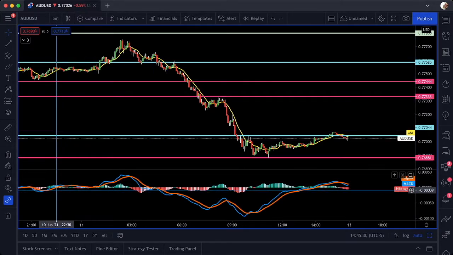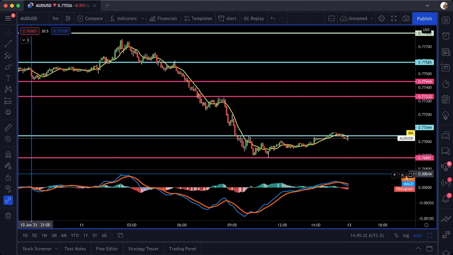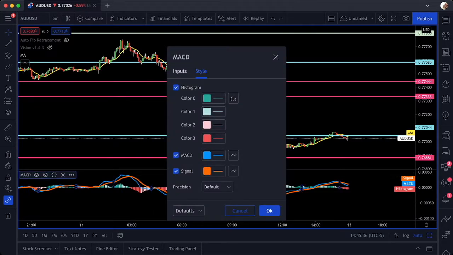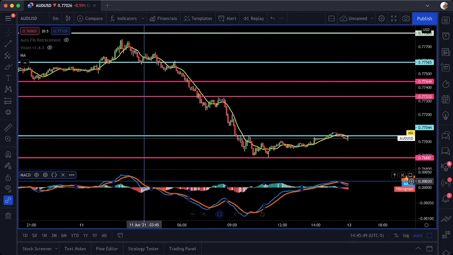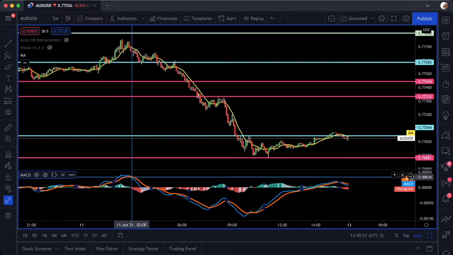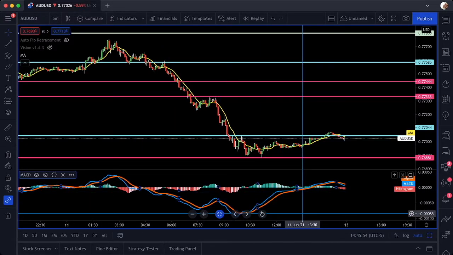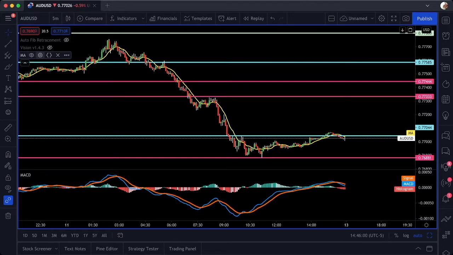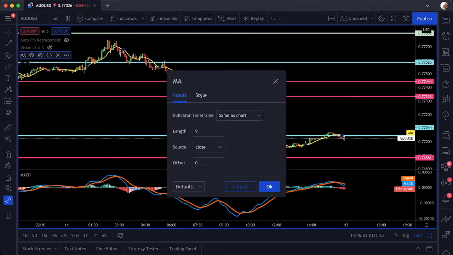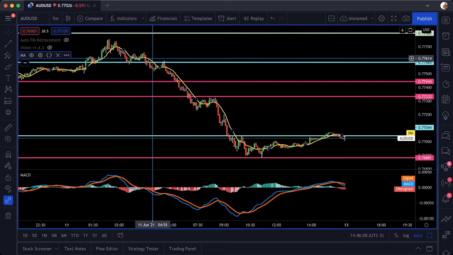I have mine set to, let me click on it here, the 12 and 26 with the 9 signal smoothing. So it's just the as-is indicator on TradingView. I did darken up the lines a little bit so that I could better see them and where they cross. I also have the MA, or moving average, and I have that one as the basic 9MA. That's this yellow line right here.